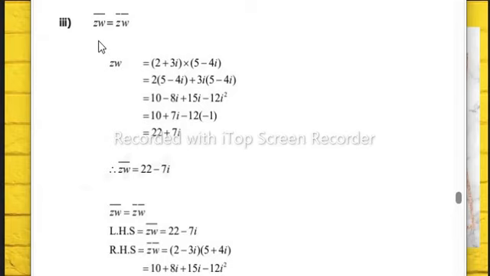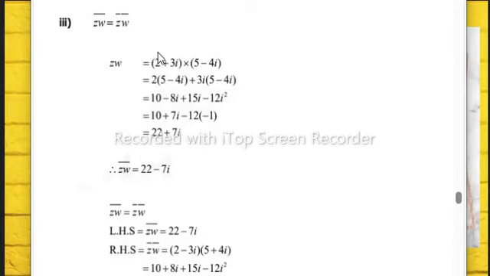The third part is z into w conjugate is equal to z conjugate into w conjugate. First of all we take the left hand side. In the left hand side we take the value of z, which is 2 plus 3 iota, and we multiply it with the value of w, which is 5 minus 4 iota.